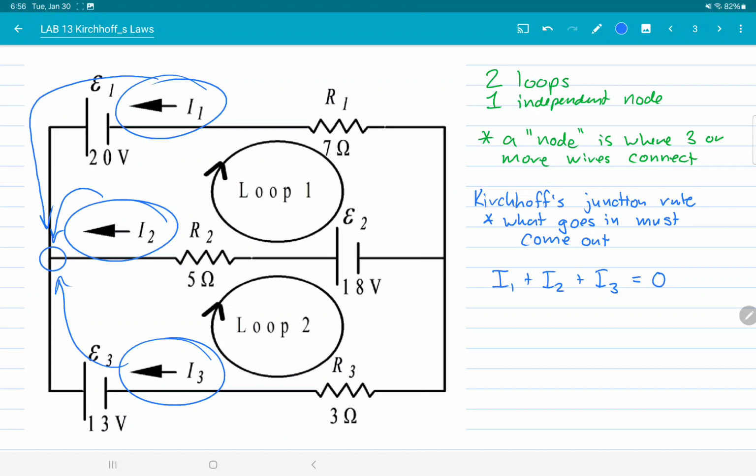Now, in terms of the real way the world works, we know that we can't have all currents going in and no currents coming out. Showing these all as positives where they're going in means that we've assigned one or more of the directions incorrectly. But it's okay. When we calculate it, we'll simply end up with a negative current on one or two of these. So this is our first independent equation.